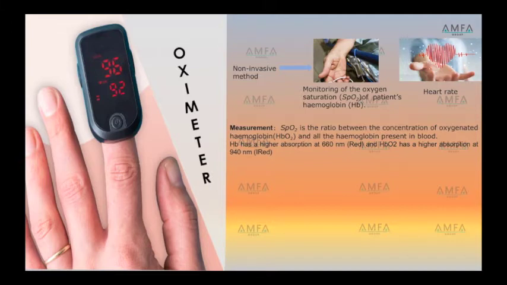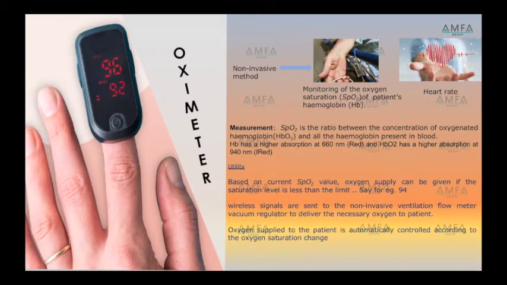Oxygenated hemoglobin is certainly the fuel, the energy for each cell, for breaking down glucose into ATP. Hemoglobin has a higher absorption at 660 nanometer wavelength of the red light spectrum, and oxygenated hemoglobin, HbO2, has a higher absorption at 940 nanometer, which is the infrared light spectrum. This is the very basic measurement principle happening in an oximeter.